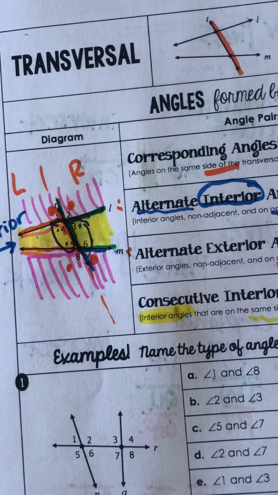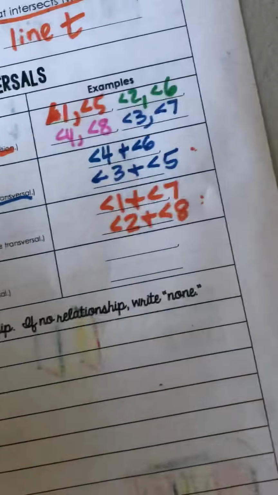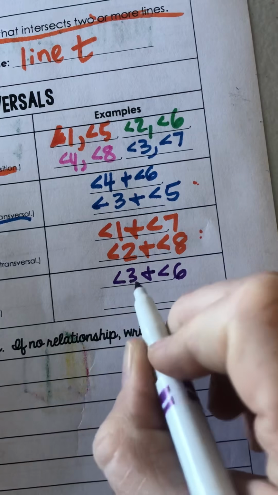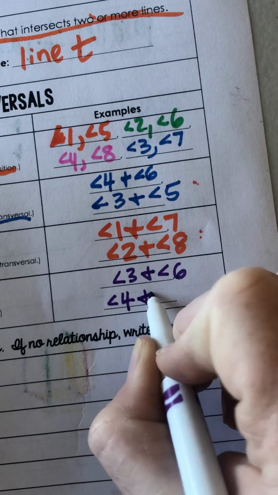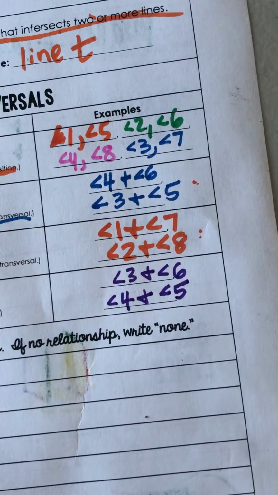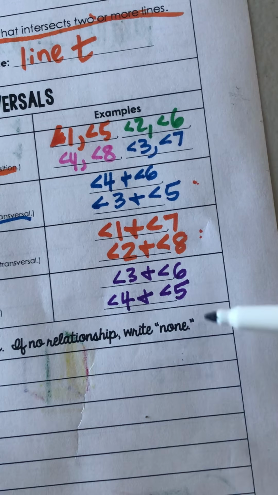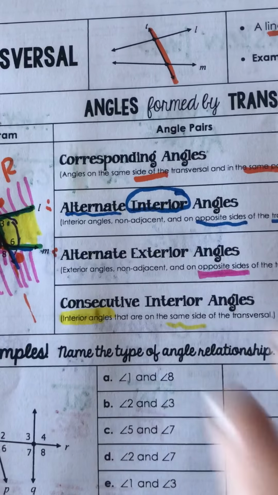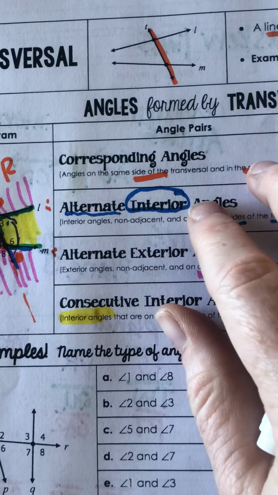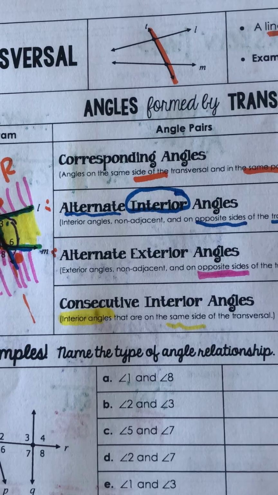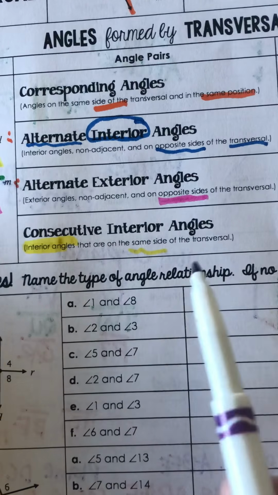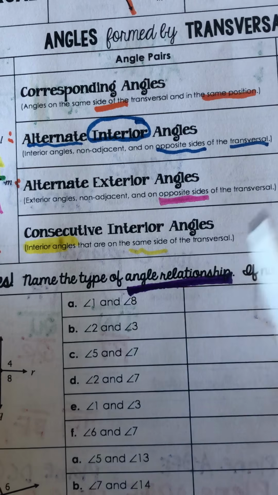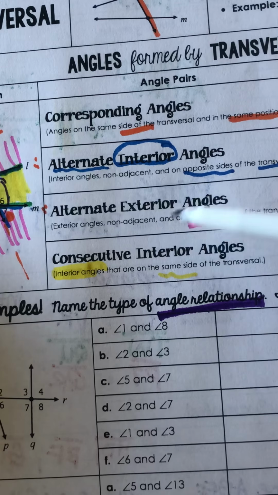Those are called consecutive interior. Okay, so angle 3 and angle 6, angle 4 and angle 5. And so it's very important before we learn what these relationships are and their measurements to know what the vocabulary is, which is an angle relationship, right? So, yeah, these are all angle relationships.